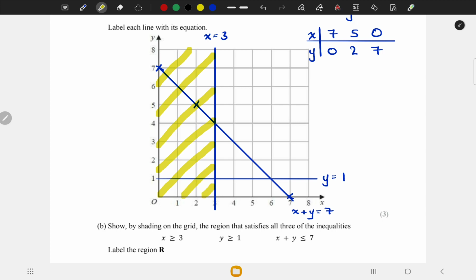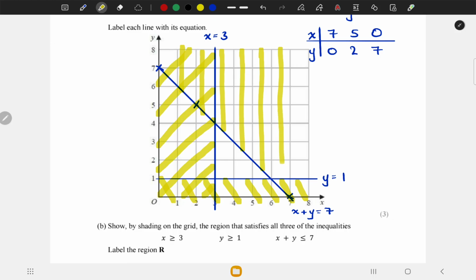So that's my first one done. We apply the same thing to the next one. It's telling us y should be greater than or equal to 1. So we want anything that's above 1, but we don't want anything below it. So I'm going to shade out this region as well. Finally, x plus y is less than or equal to 7, which means I want all the values that are going to be smaller, but not those that are going to be larger. Again, I go ahead and shade my unwanted region. And after I have done that, you see we are left with a section that was unshaded. And that there is the region R that we were supposed to label.